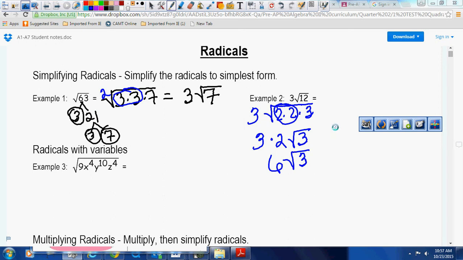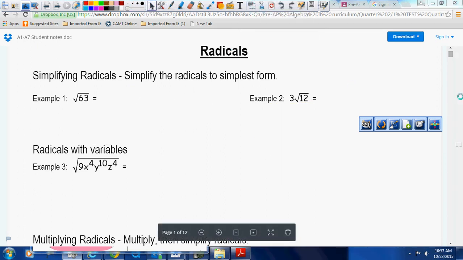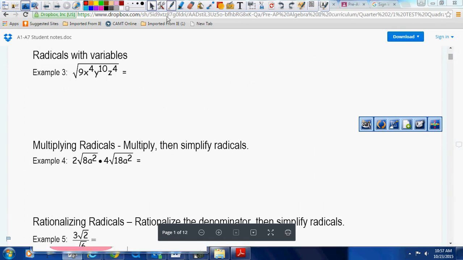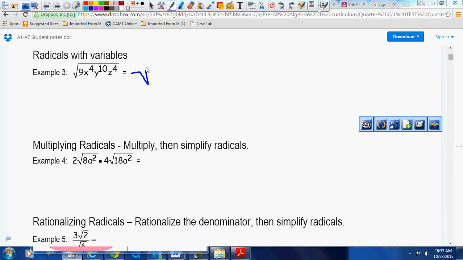Remember to pause your videos if you have questions, but I'm going to go on to the next one, or if you need time to write it down. So when I go to example 3, I'm going to write everything out. Remember, I say, when in doubt, write it out.